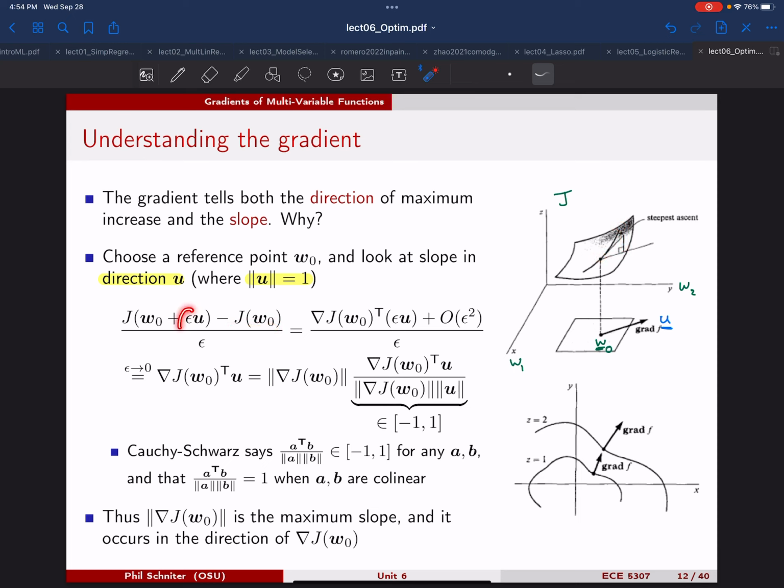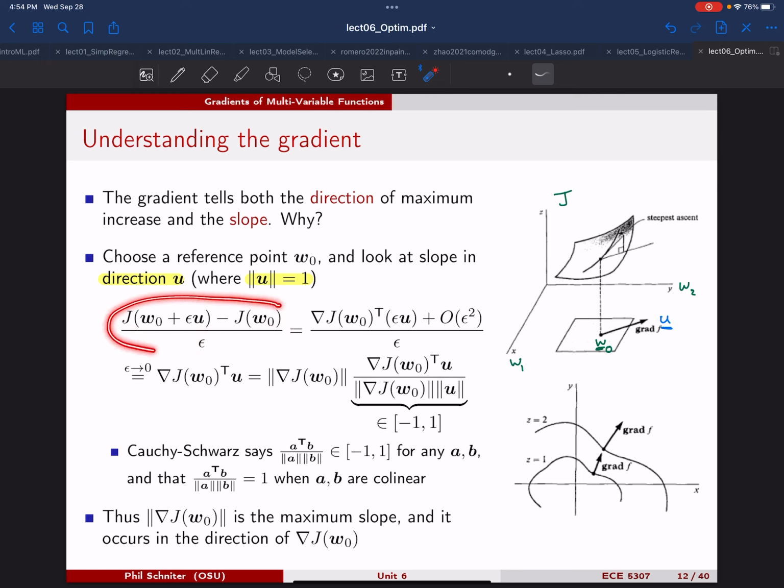And now if I've moved epsilon, I'm going to divide this difference by epsilon. That's basically how we compute the gradient. You've definitely all seen this for scalar cases, and this is just how you can extend this to vector cases. You pick a direction, you move epsilon in that direction, you look at the rise over run. Does that make sense? Okay.